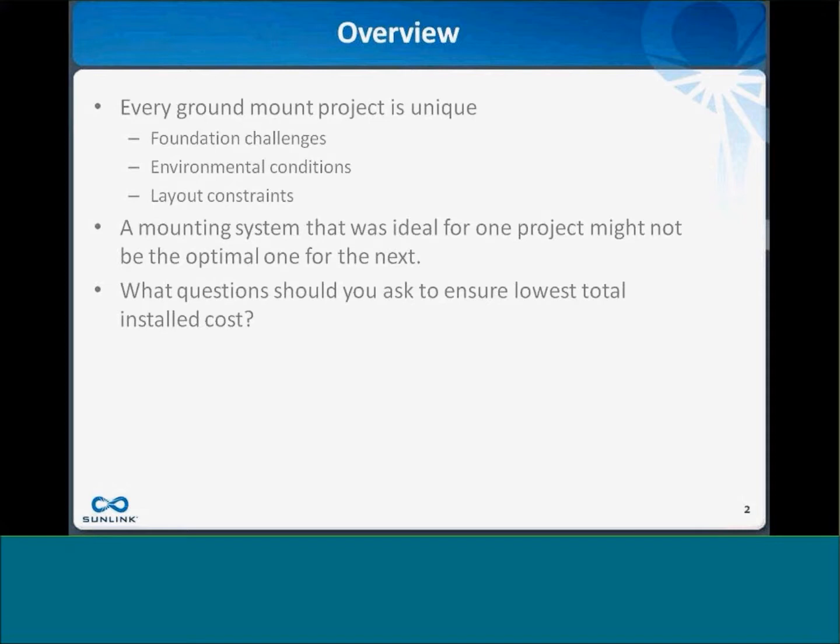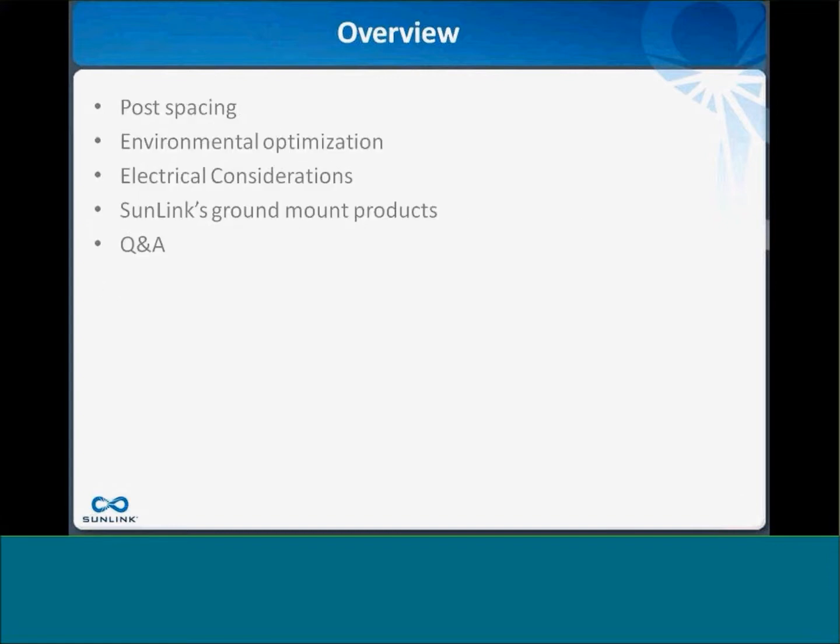So in summary, a system that you may have used on one project and that worked out great may not be the same or may not be the ideal system to use for another project. And that depends on these things that we've just discussed and others that we'll get into as well. So what are some of the questions that we should ask to make sure that you're picking the right system? In today's webinar, we'll go over a couple of things.